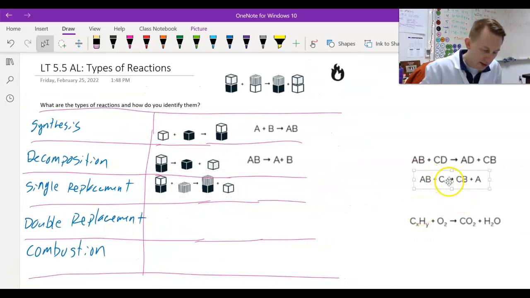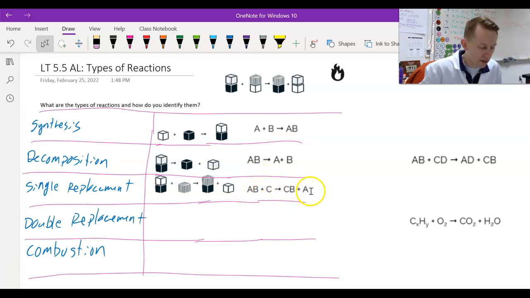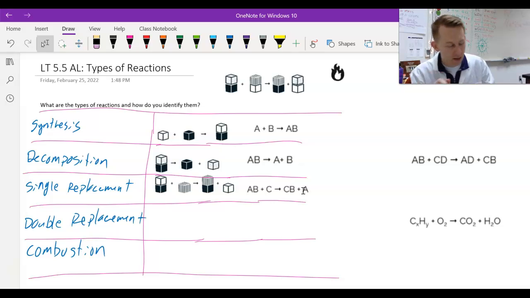And then let's see, this one would be the generic equation. It's the same thing. A and B, they swap, right? Well, I guess I should say A and C swap, right? So A is here, it comes over, and then C comes in. A is now by itself.